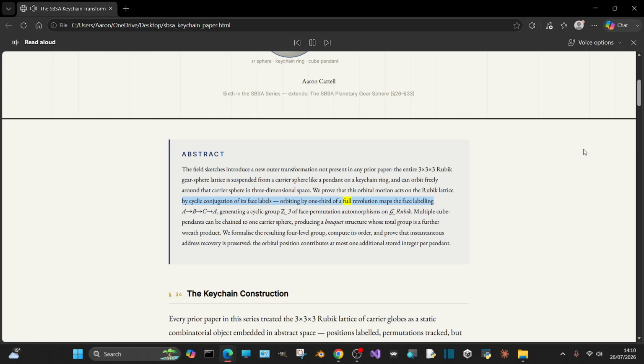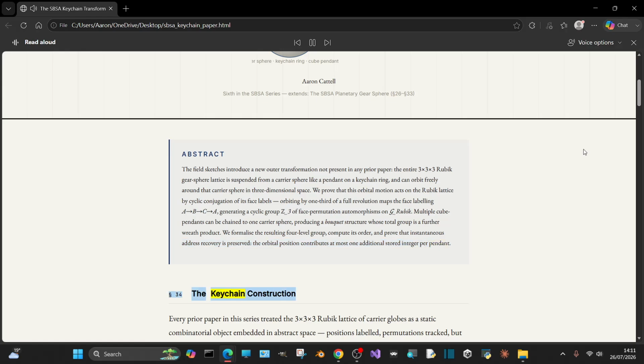Orbiting by 1/3 of a full revolution maps the face labeling ABC to BCA, generating a cyclic group Z_3 of face permutation automorphisms on G_Rubik. Multiple cube pendants can be chained to one carrier sphere, producing a bouquet structure, whose total group is a further wreath product. We formalize the resulting four-level group, compute its order, and prove that instantaneous address recovery is preserved. The orbital position contributes, at most, one additional stored integer per pendant.